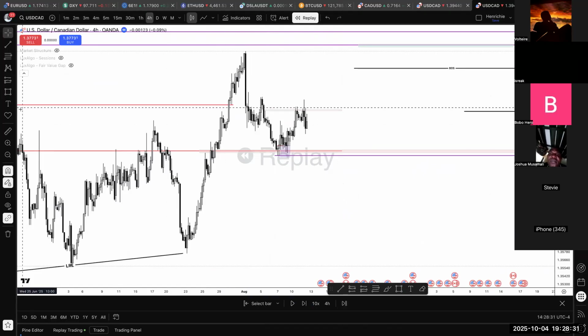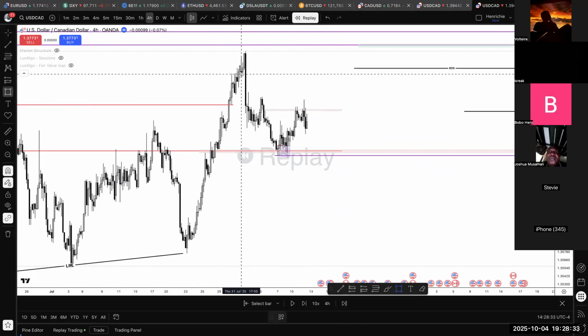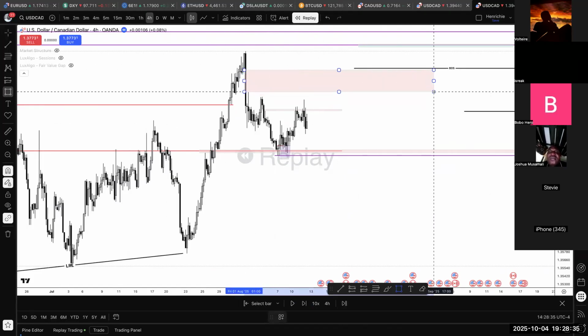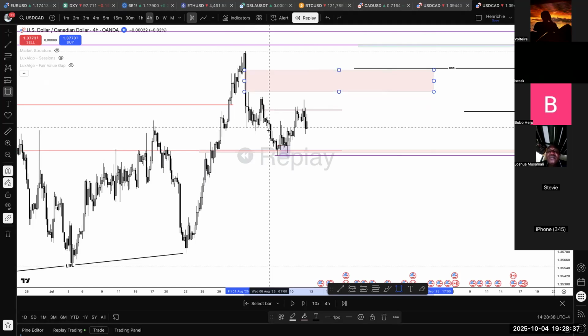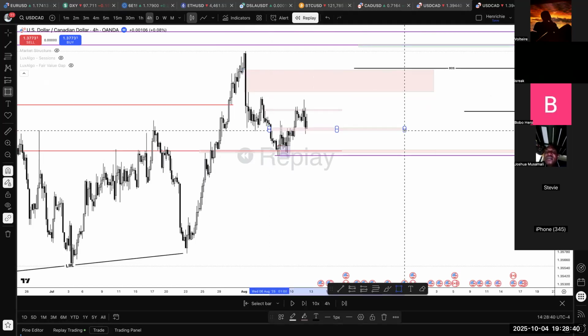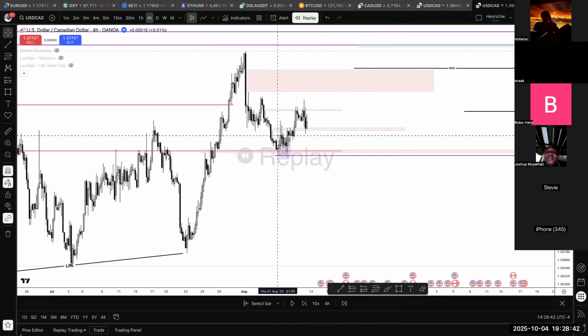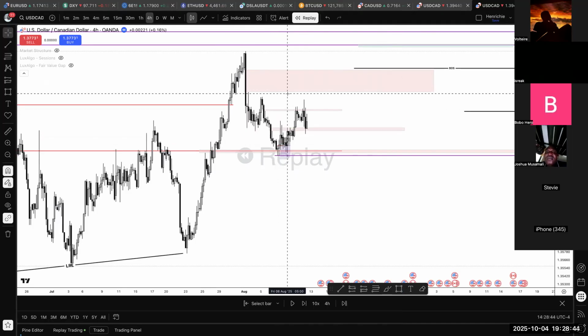Example, you can see here, this is an inefficiency. And here, this is another inefficiency. And here, this is also another inefficiency. And these areas can all be your take profit. You can even have take profit 1, take profit 2, take profit 3. It's entirely up to you.